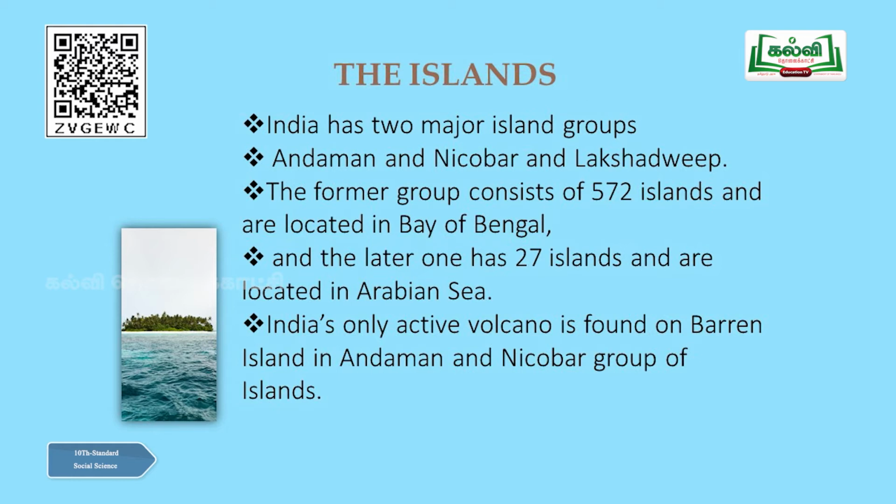The Andaman and Nicobar Islands lie in the Bay of Bengal, whereas the Lakshadweep Islands lie in the Arabian Sea. Andaman and Nicobar Islands consist of 572 islands, whereas Lakshadweep Islands consist of only 27 islands. India's only active volcano, which is found on Barren Island, lies in the Andaman and Nicobar group of islands. Here we are going to see in detail about these two islands.